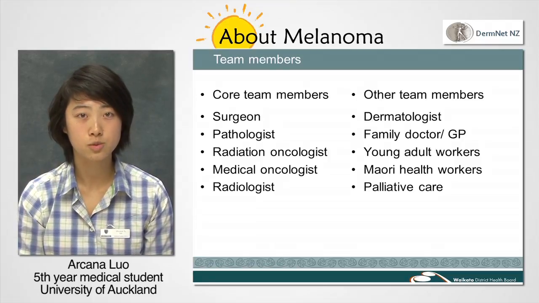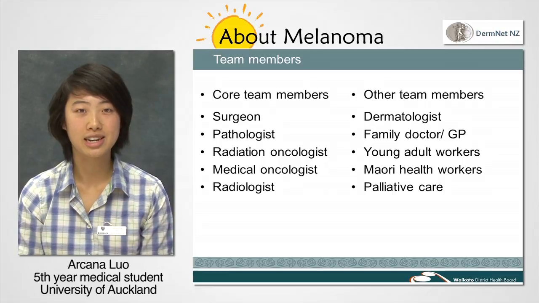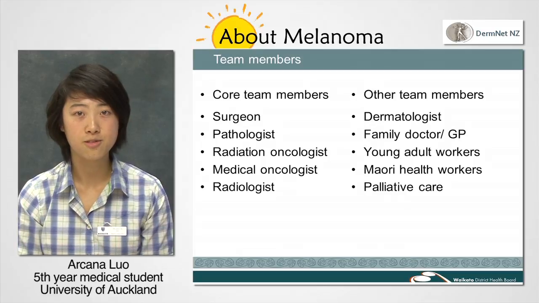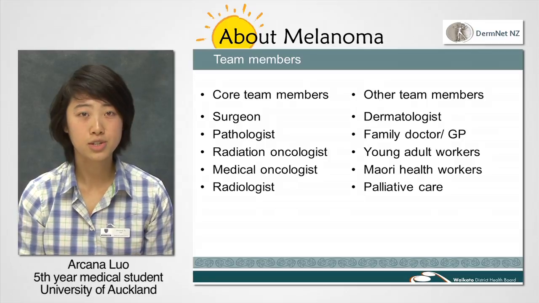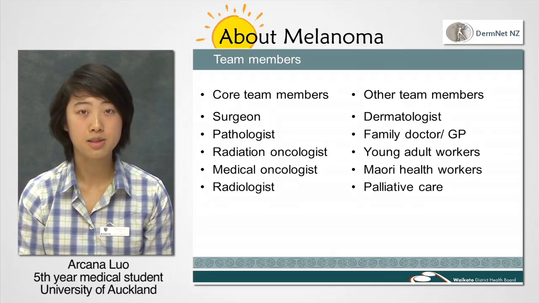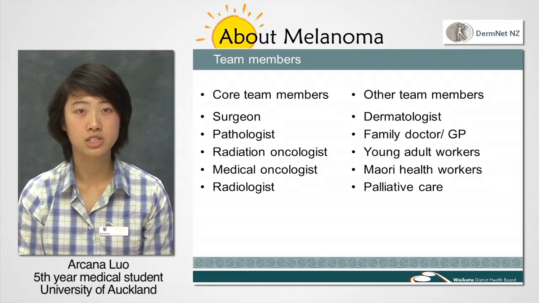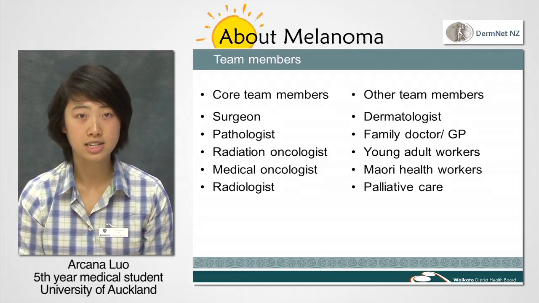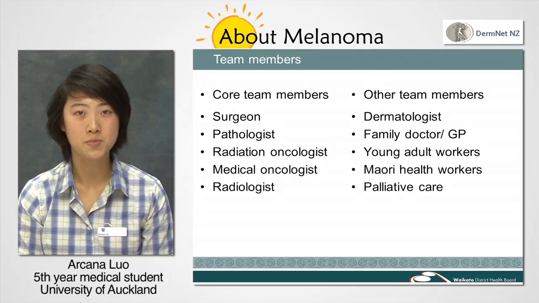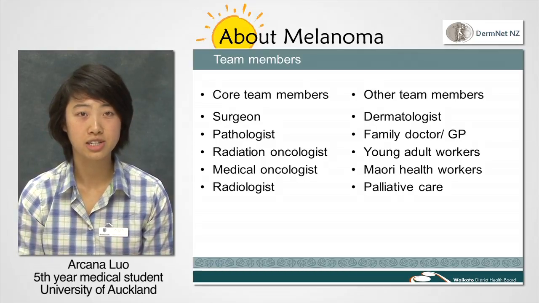A radiologist will be present. They are doctors who look at clinical images, such as X-rays and CT scans. They report if they have found melanoma to have spread to other sites of the body. There are two types of cancer doctors at the MDM. The radiation oncologists treat patients with radiotherapy, and the medical oncologists treat patients who need chemotherapy or targeted therapy for their melanoma. A clinical nurse specialist will be there to explain the results of the MDM. The nurses look after the patient on a daily basis.